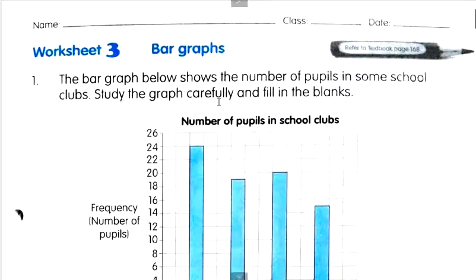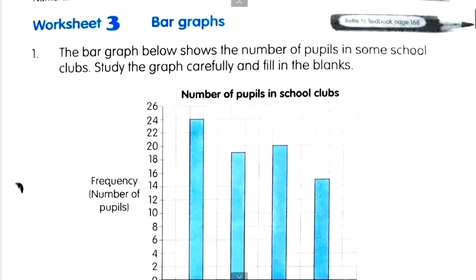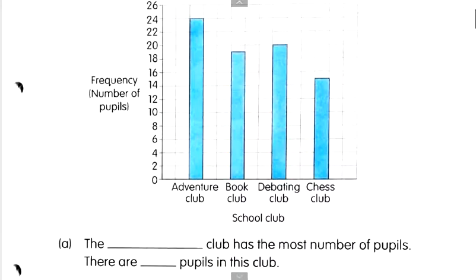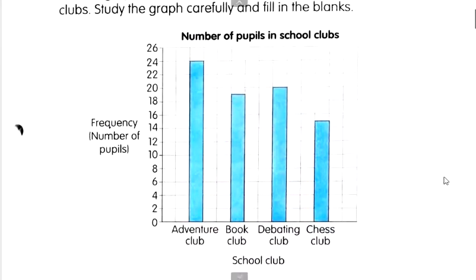The bar graph below shows the number of pupils in some school clubs. Study the graph carefully and fill in the blanks. Okay, so this bar graph represents all the school clubs. There are adventure club, book club, debating club, and chess club. And the numbers here represent how many students there are.